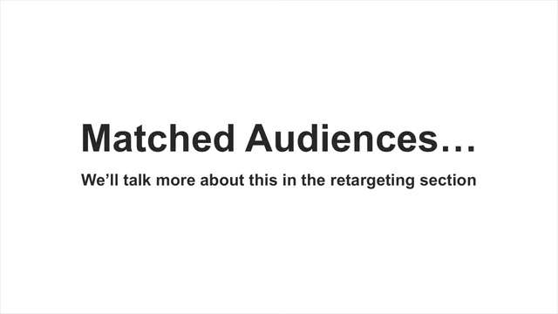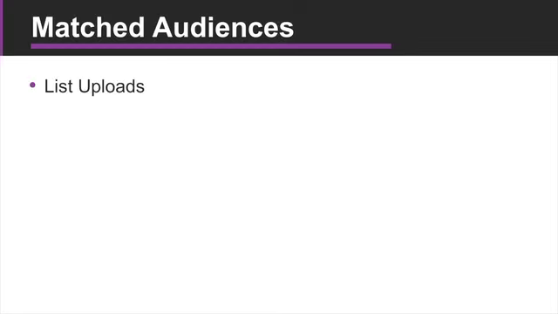Now, the other thing with audiences is matched audiences. That's what Facebook calls your custom audiences. There are a number of ways you can utilize these that we'll look at. We'll also talk more about this when we get into retargeting, but I wanted to talk about the different ways to use matched audiences. So the first is a list upload. If you have an email list of all your buyers, or just a full email list of people that have opted in for your lead magnets or whatever it may be, you can upload that list and create an audience that way.